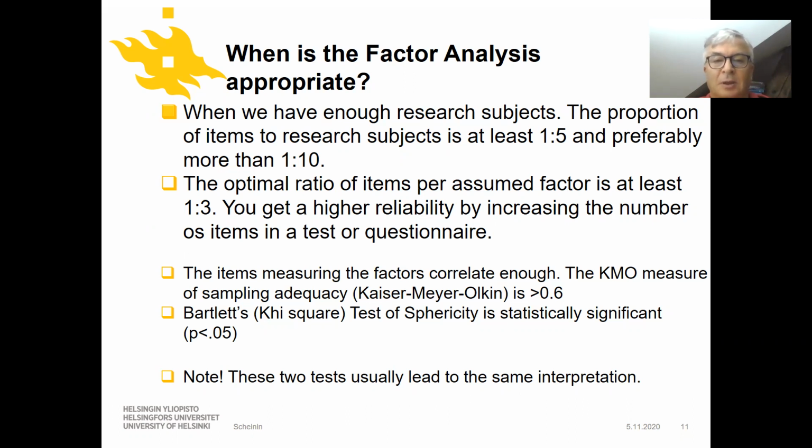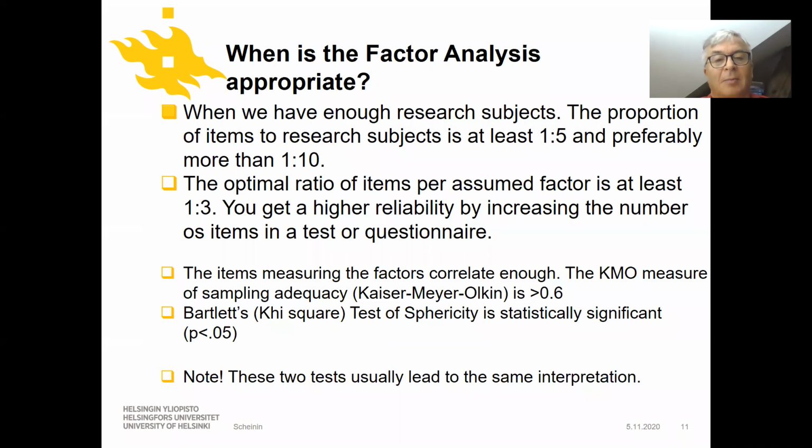Also, the items measuring the factors should correlate enough. So if they don't correlate at all, then there won't be any good factor solutions either. And there are two measures that factor analysis programs typically report. One is the so-called Kaiser-Meyer-Olkin, or KMO, measure for sampling adequacy. We'll get back to that later on, but it should be more than 0.6.